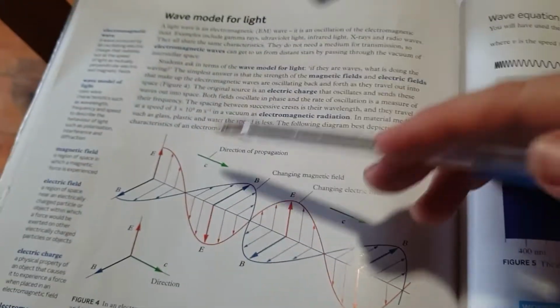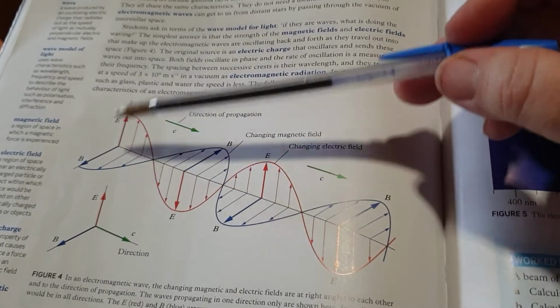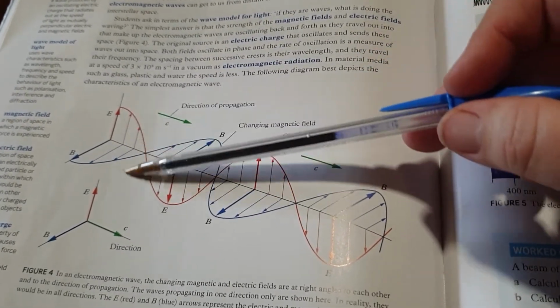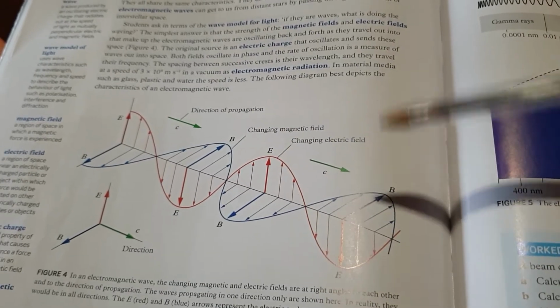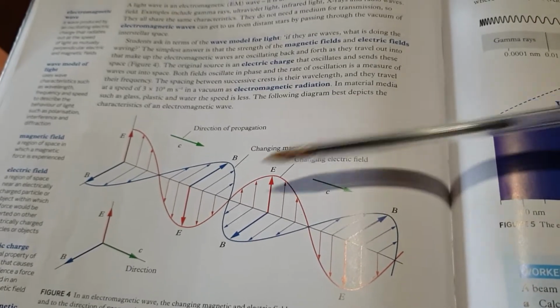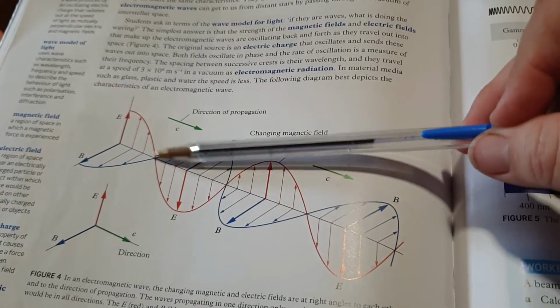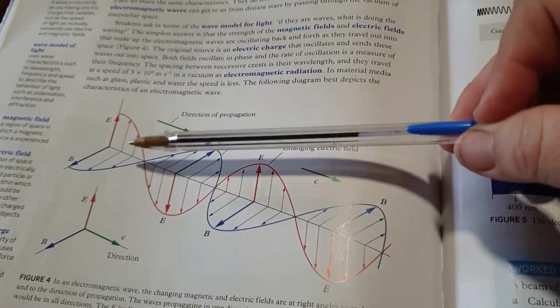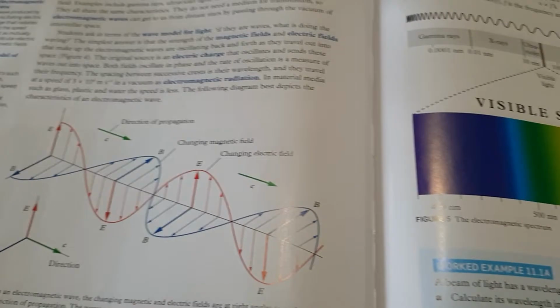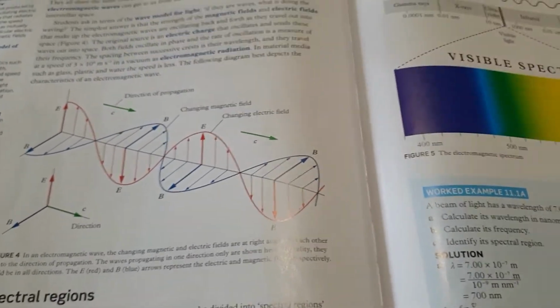Then you have to be able to explain that, and you have to be able to describe this. We have an oscillating electric charge, so that means it's going backwards and forwards, and it's generating an electric field, and that's generating a magnetic field, and they are at right angles to each other. They are in phase. So when this one crests, that one crests. When this one is down with no amplitude, that one's down with no amplitude. And they're both perpendicular to the direction it's moving in, the direction of propagation.